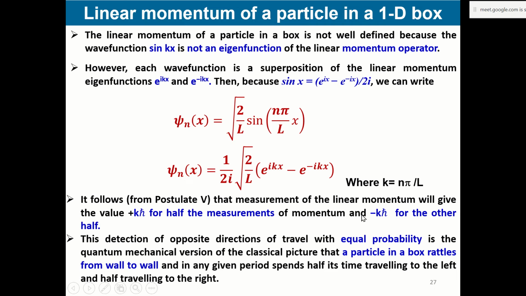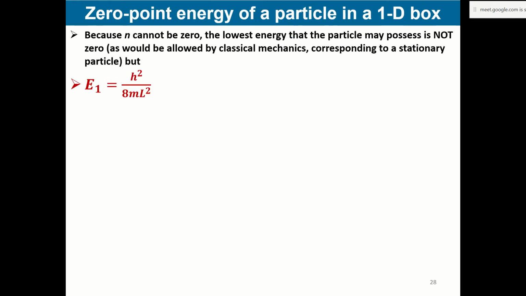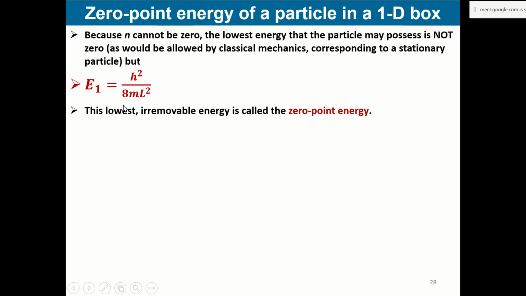That means the classical view would be that you have a box and the ball is undergoing a rattling motion, bouncing from wall to wall, back and forth. All these things plus the lowest possible energy, the zero point energy, were also discussed.